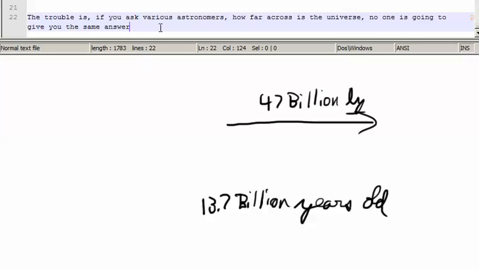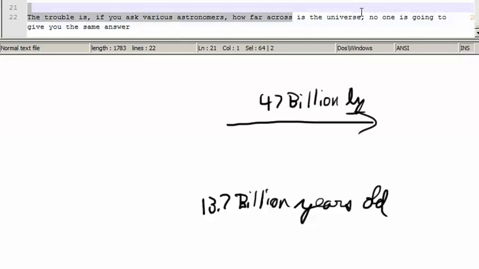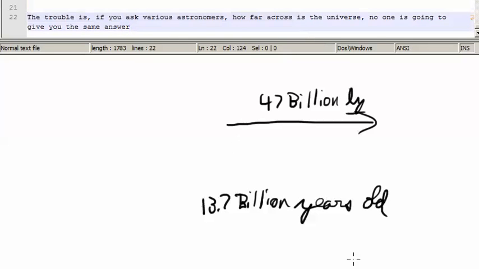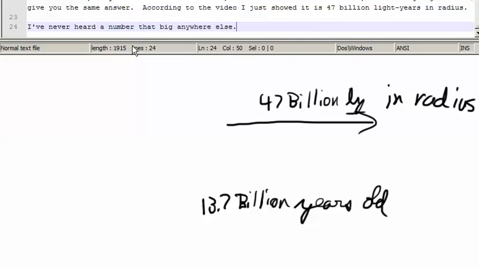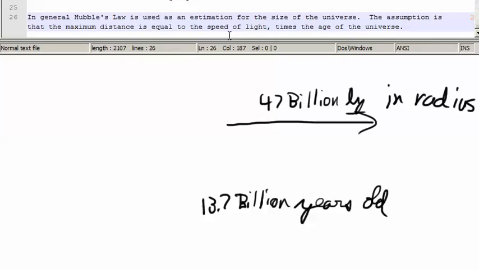The trouble is, if you ask various astronomers how far across is the universe, no one is going to give you the same answer. According to that chunk of the video I just showed, it is 40 billion light years in radius. I've never heard a number that big anywhere else.